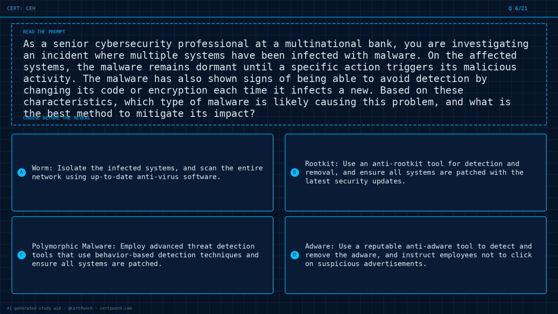Option C, polymorphic malware. Employ advanced threat detection tools that use behavior-based detection techniques and ensure all systems are patched. Option D, adware. Use a reputable anti-adware tool to detect and remove the adware and instruct employees not to click on suspicious advertisements. Choose the best answer before the reveal. Commit to it now. The correct answer is option C, polymorphic malware.